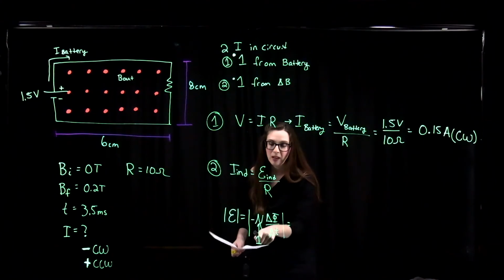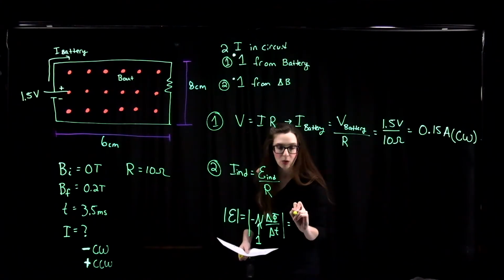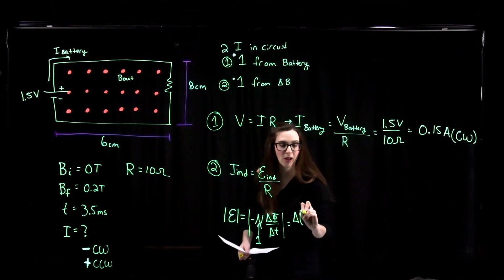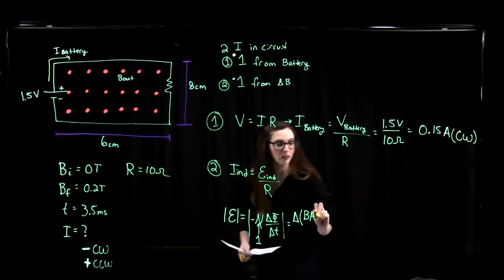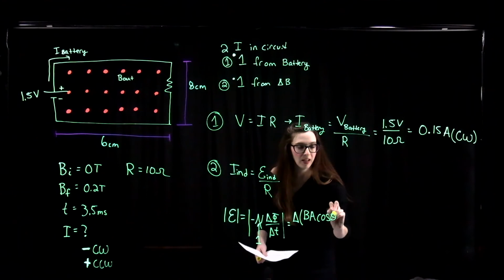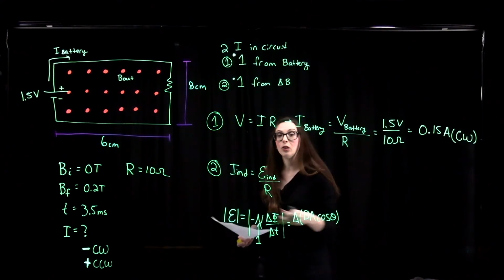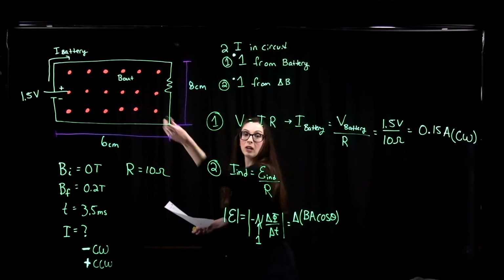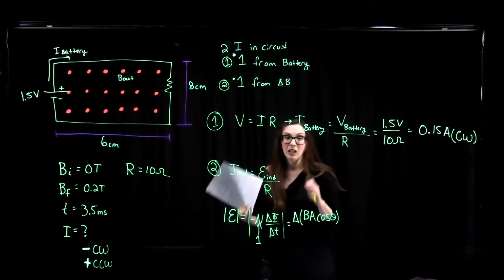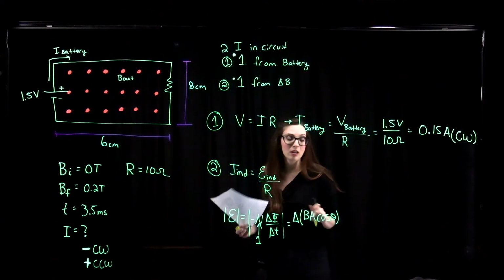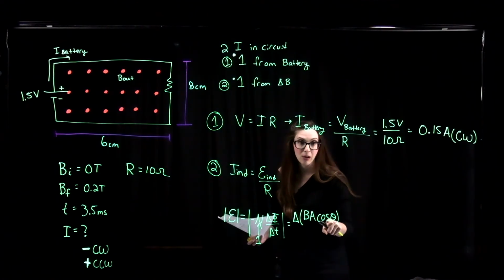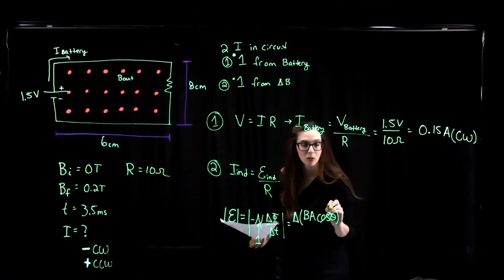So N is 1. Then we've got our changing flux over time. The flux is the magnetic field times the area of my loop times cosine theta. This angle theta is the angle between the perpendicular to my loop and my magnetic field. Those both align with each other, and so this angle theta is 0, cosine of 0 is 1.